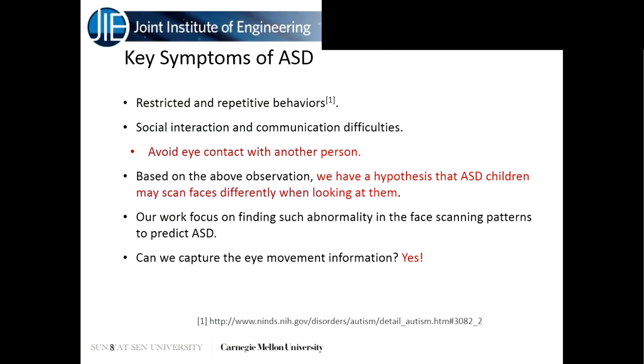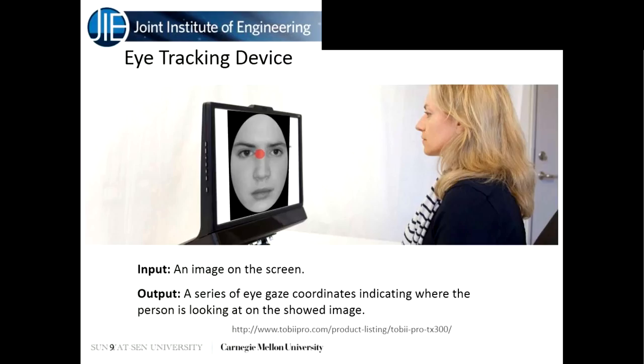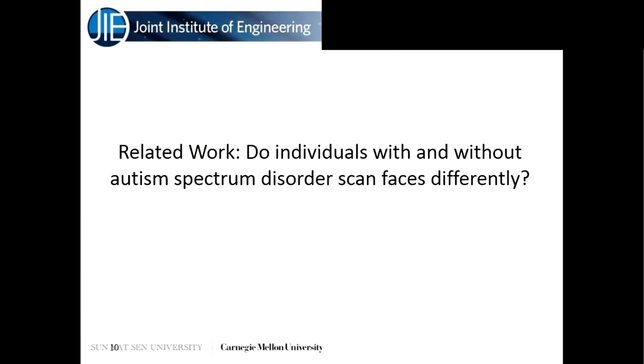So can we capture the eye movement information? The answer is yes. For example, we can use eye tracking devices. For example, this is the one I think from 2B. When you look at the faces, you can see where those red dots are. You can see their traces, their trajectories, their positions. And we can get a series of eye gaze coordinates.